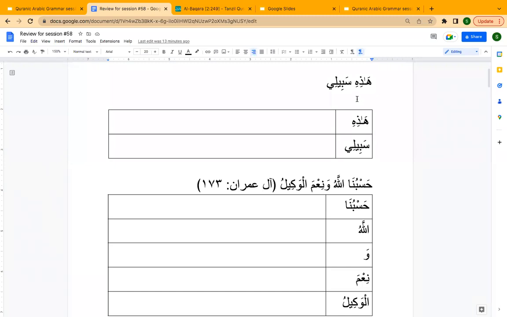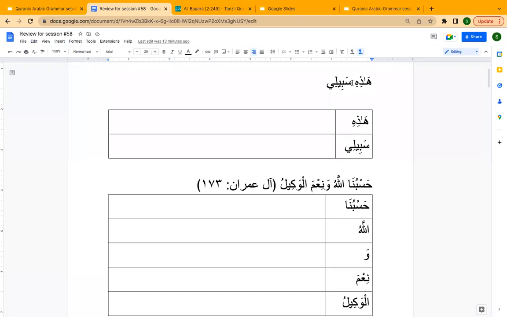But yes, no, it does not have al. That was the trick. You needed to remember. Remember, if ism ishara is followed by al, then it is going to be translated in a way that it is treated as a fragment. But if it is not followed by al, then it is a complete sentence.